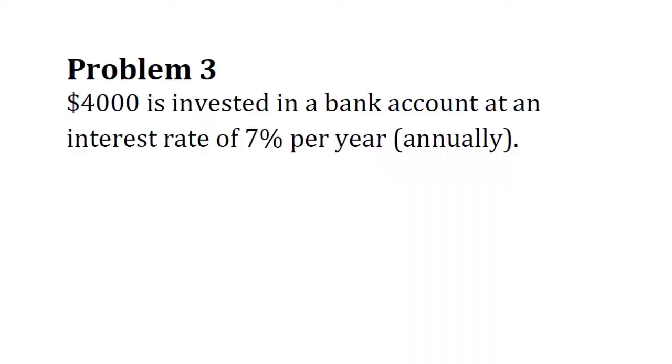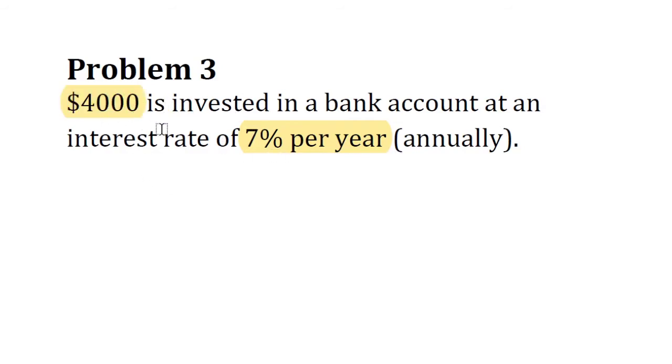And now let's look at problem number 3. For problem number 3 right here, the process is even going to pick up faster compared to the process that we've had earlier. So $4,000 is invested in a bank account at an interest rate of 7% per year, or sometimes you may hear people say 7% annually. So 7% per year, and we have 4,000 being invested.